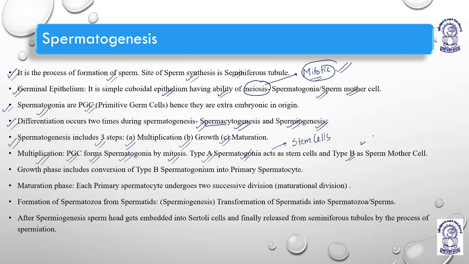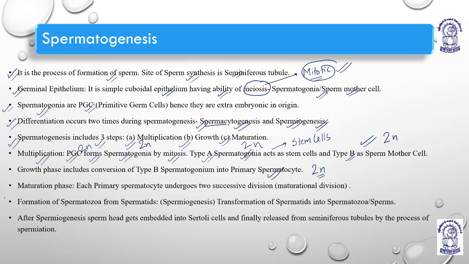Type B is the sperm mother cell, or the primary. Now this type B spermatogonium undergoes the process of growth, meaning cellular enlargement, to form the primary spermatocyte. The primary spermatocyte is in the diploid condition. Sperm mother cell, diploid. Type A, diploid. PGC, diploid, 2n. Spermatogonia, diploid, 2n, right?